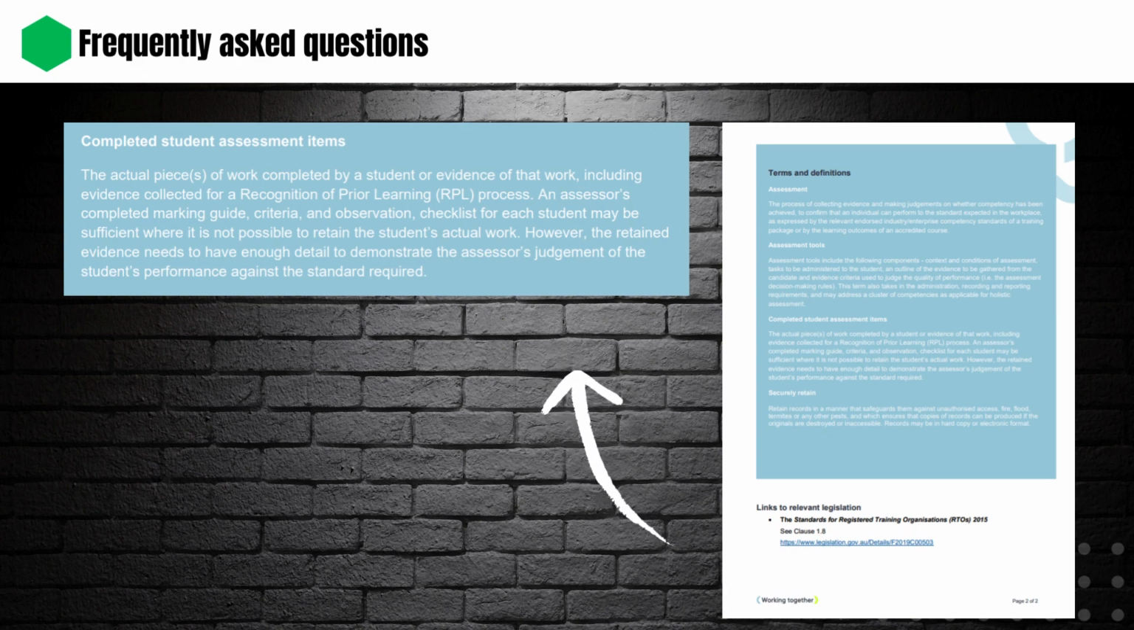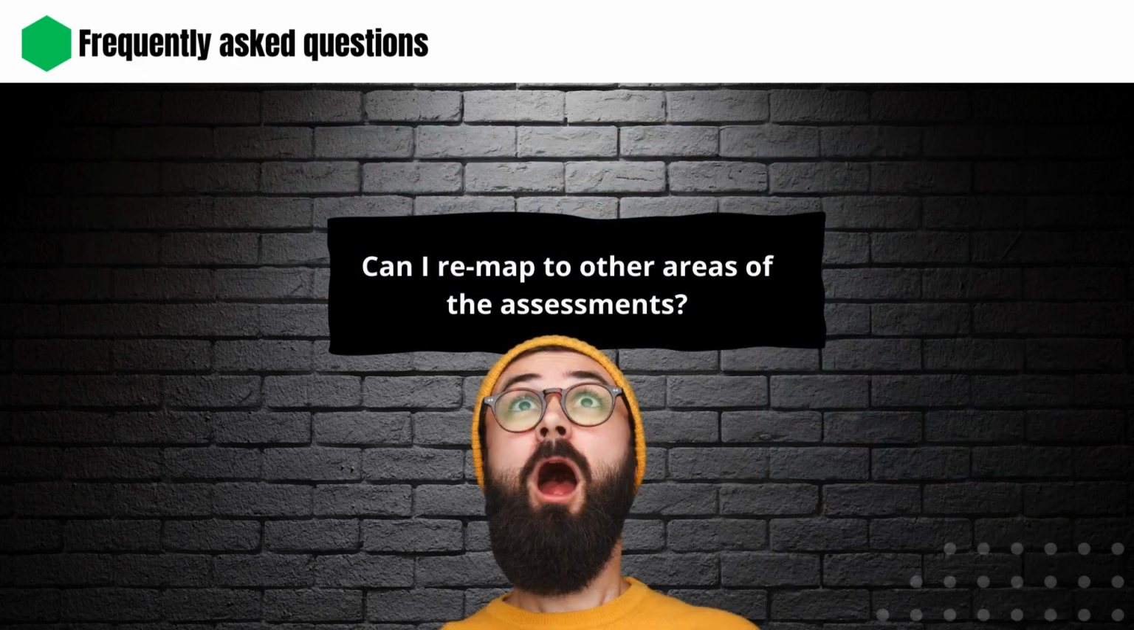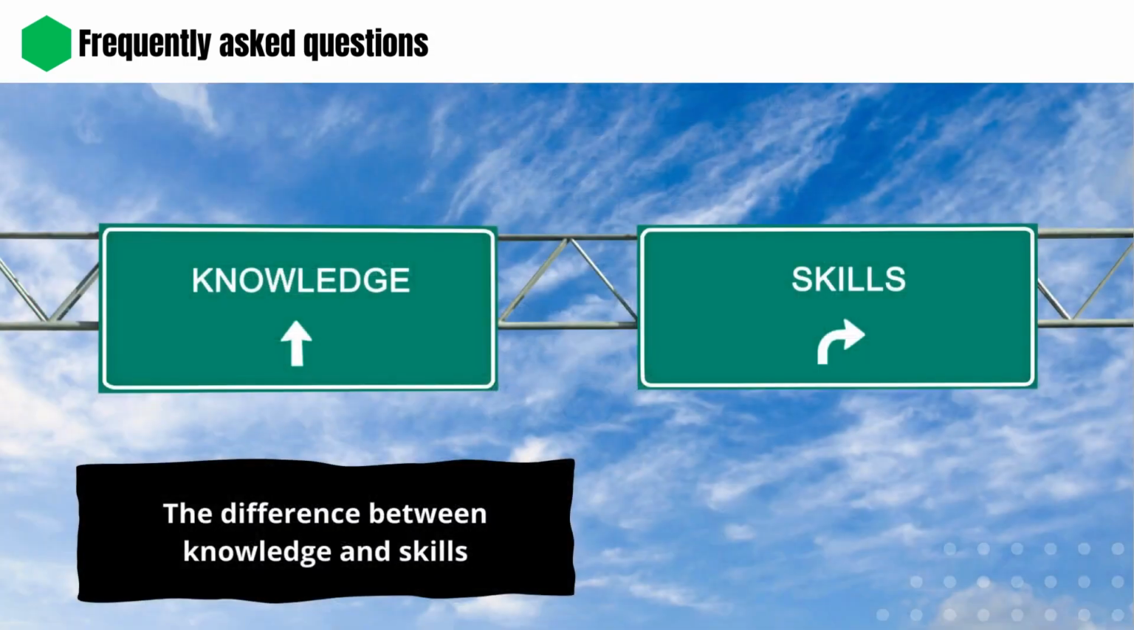The final frequently asked question is, if a piece of assessment evidence is missing, can't I just remap what is missing to other places in the assessments? The answer is that really depends on the individual unit and the individual assessments. To explain more, let's first look at the difference between knowledge and skills.